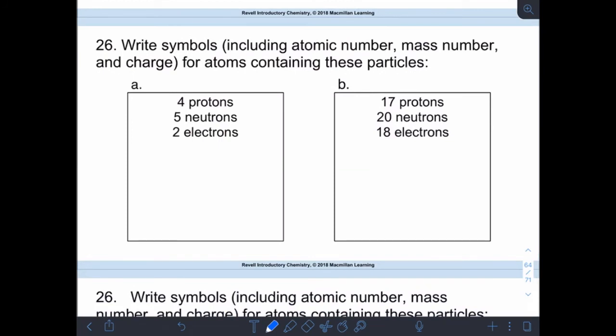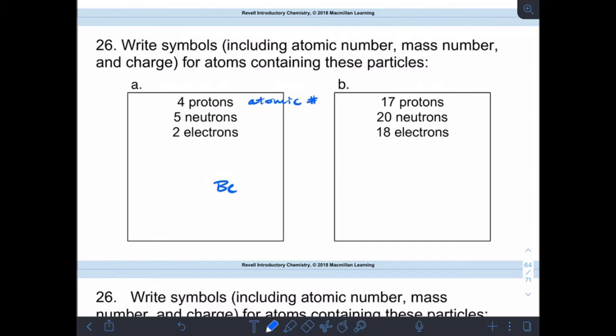All right, so 26, we're going to write the symbols including atomic number, mass number, and charge for the atoms containing these particles. Okay, so for part A, 4 protons, the only element that can possibly ever be 4 protons is beryllium, Be. Okay, so that's our atomic number. The number of protons is the atomic number.